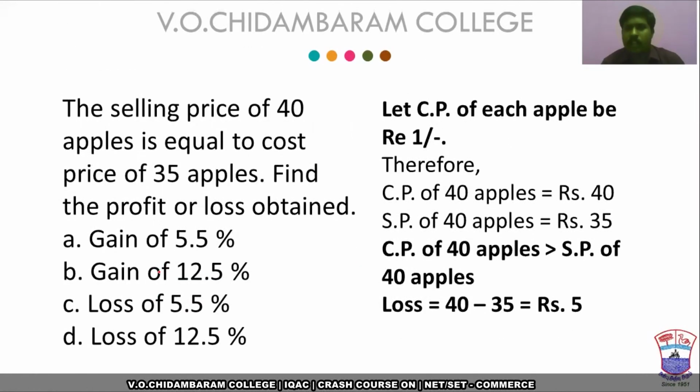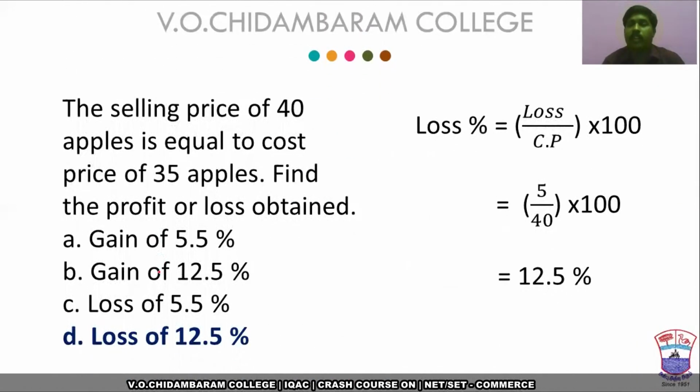Let us take the cost price of each apple to be rupees 1. Therefore, the cost price of 40 apples will be 40, and the selling price of 40 apples will be 35. Therefore, the cost price is greater than the selling price, so there is a loss of 5, that is 40 minus 35. So 5 rupees is the loss. So the loss percentage is 5 by 40 into 100, that is 12.5 percent.